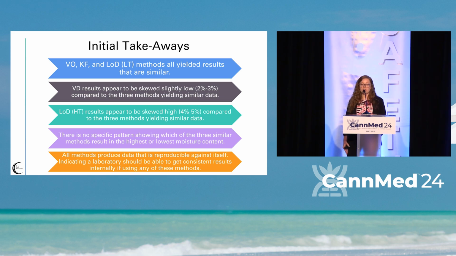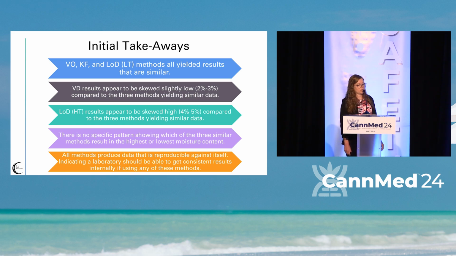There was also no specific pattern amongst those 3 similar methods of which resulted in a higher or a lower moisture. So we weren't seeing a trend where Karl Fischer was always the lowest or vacuum oven was always the highest. So it did fluctuate, and I think that is going to be very well explained in the next several slides when we talk about decarboxylation and terpene loss.